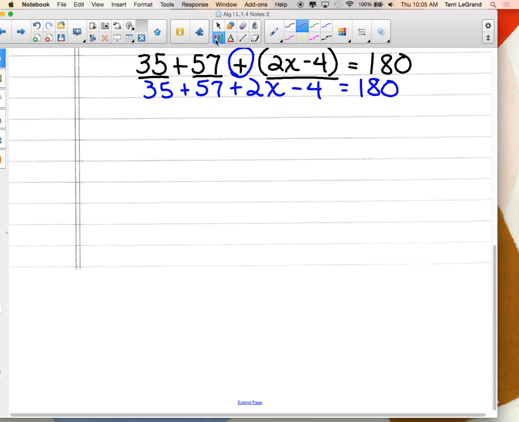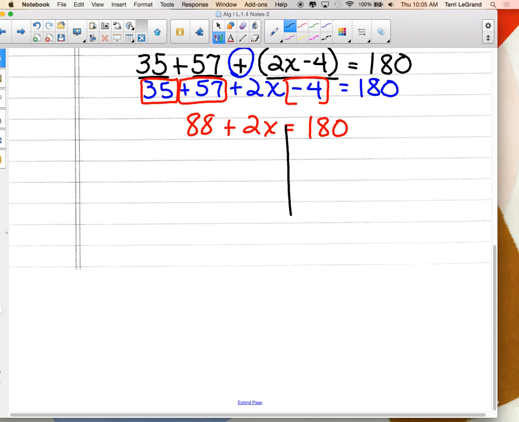Okay, so these guys can be put together with that guy. So 35 plus 57, who's got that for us? 92. Okay, 92 take away 4. 88. So this becomes 88 plus 2x equals 180. Now, are we ready to solve? Yes. Now we can solve this equation. Go ahead. Find x. It said find the value of x. Find it.